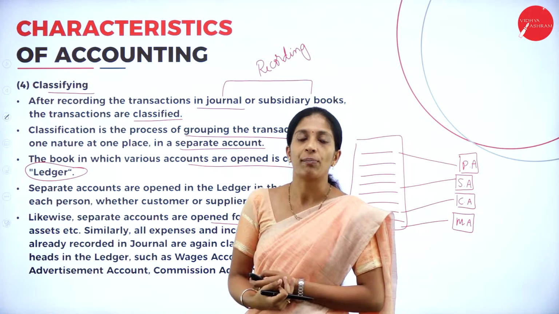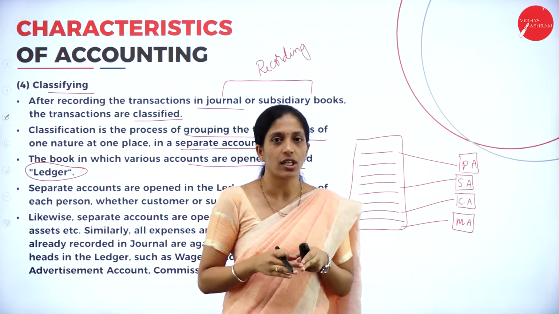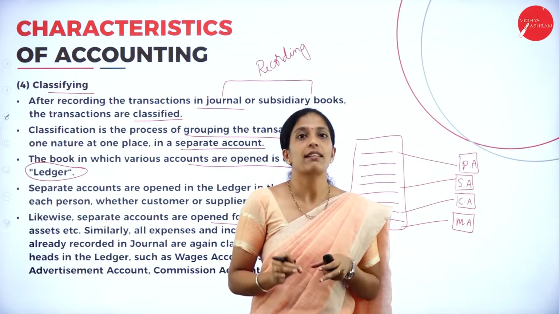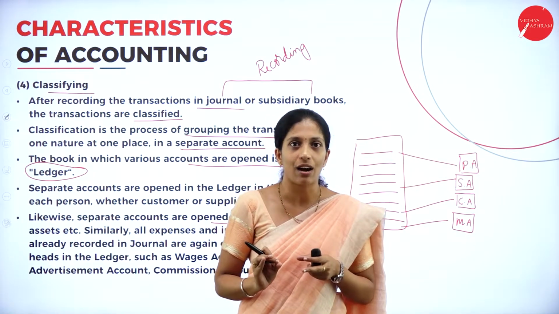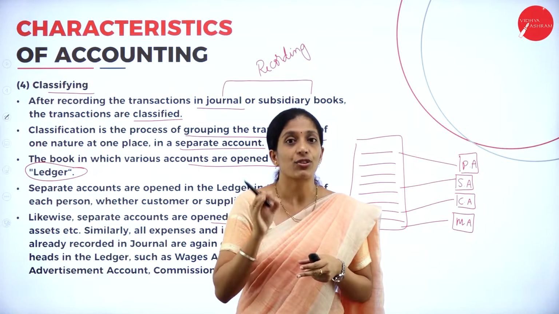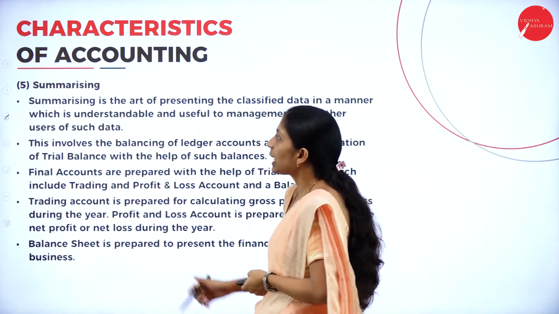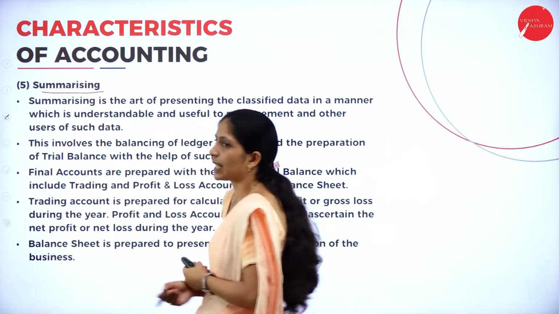What you have to remember is that all the transactions which we have already recorded in the journal, we have to segregate into individual accounts, depending upon their nature, which are called ledger accounts. Now coming to the fifth one, summarizing.